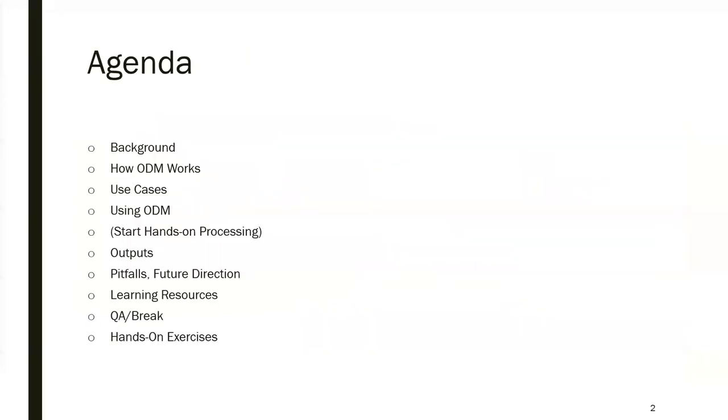So here's in general what we'll be going through. I'll talk a little bit about background, both my background and OpenDroneMap. We'll walk through briefly how it works, sort of the principles underlying photogrammetry and OpenDroneMap. We'll look at a couple of quick use cases where ODM might be of interest to people, and then we'll run through the steps of the basics of using ODM. From that point, we'll actually jump into some of the hands-on exercises to get a processing job started.